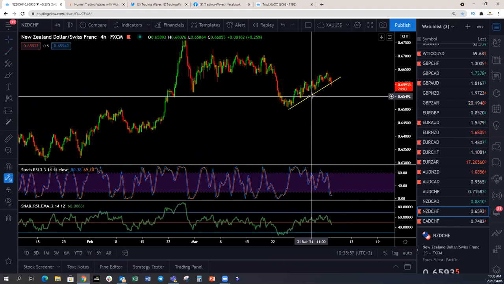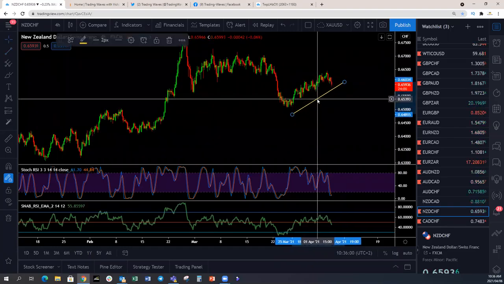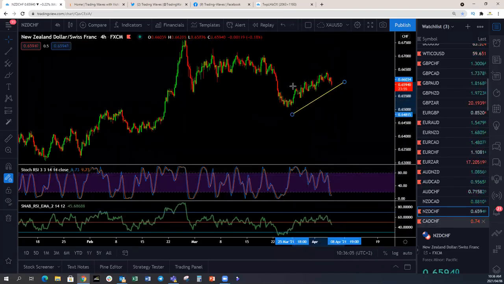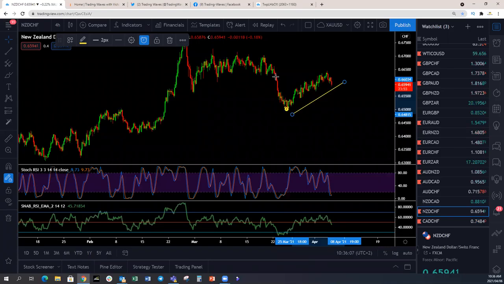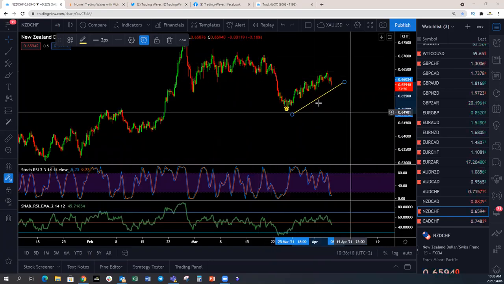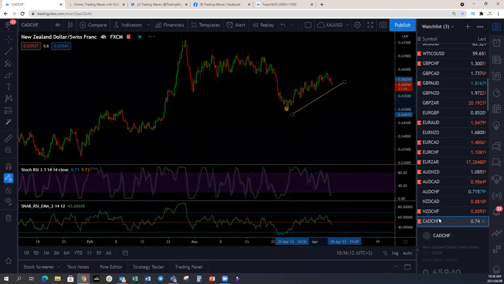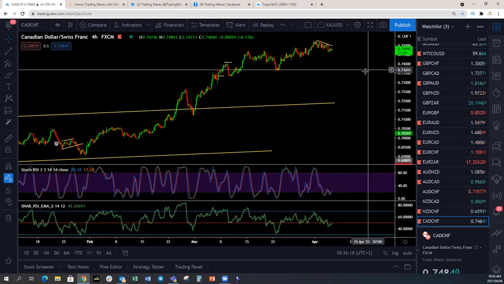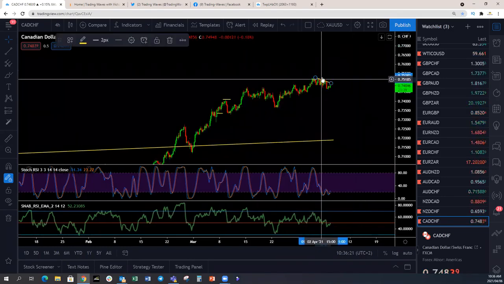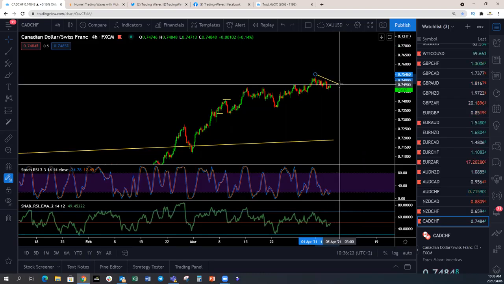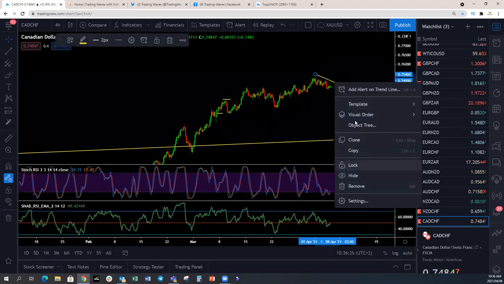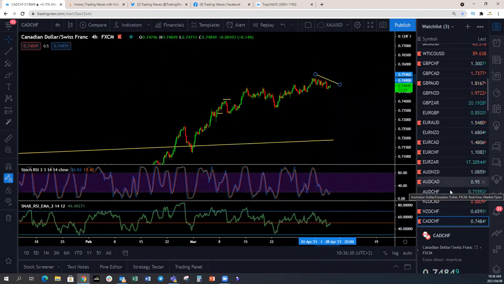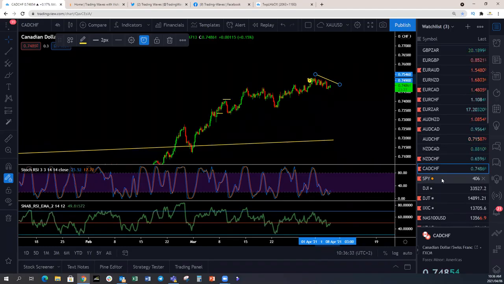There we go. Let's put this one a bit lower. We want to be certain that when this does play out, we are notified. CAD Swiss. CAD Swiss is an opportunity, just like CAD Yen. Look for a candle to close above this. That's CAD Swiss. Let's look at the indices.